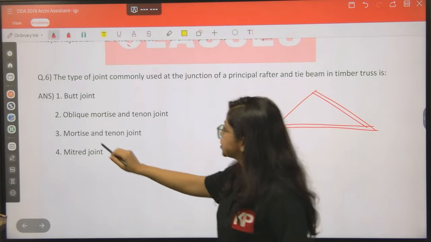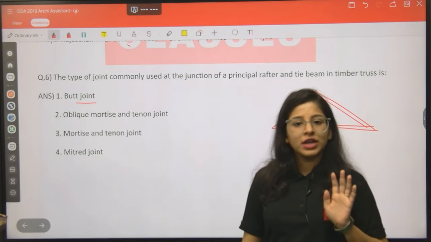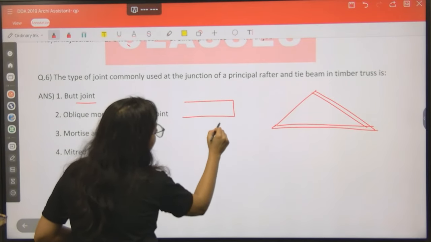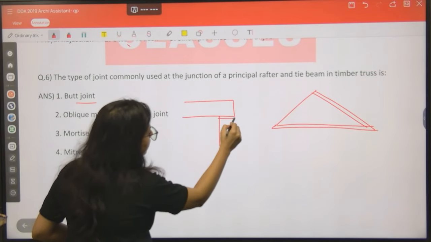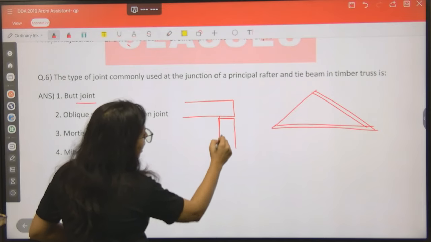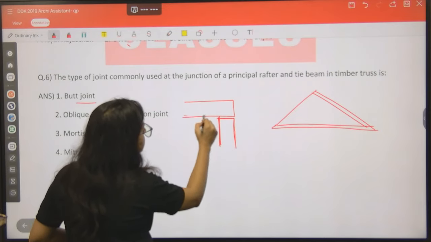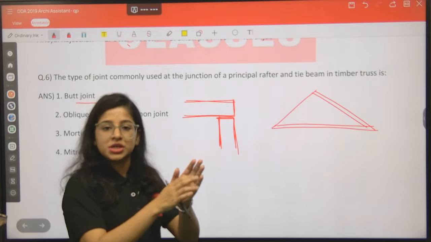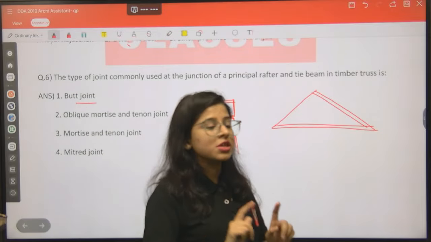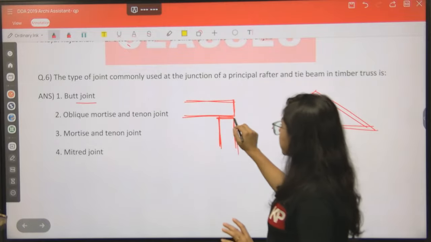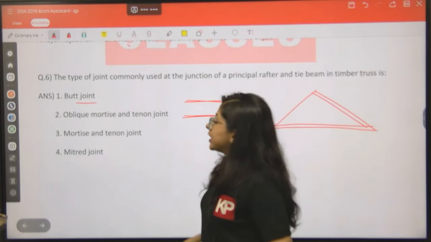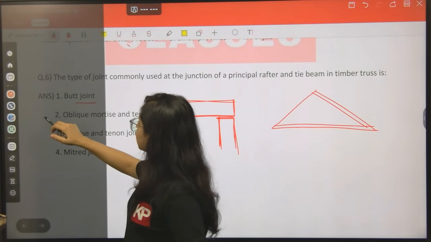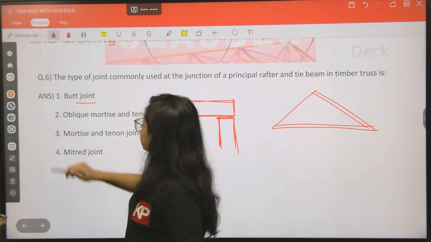Okay, let's see the options. Butt joint. Butt joint will definitely not be there. A butt joint is like a 90 degree kind of joint. One piece is joined with another piece, they are just joined with each other and then you can put a nail into it. That is the butt joint. Then we have mortise and tenon joint, oblique mortise and tenon joint. Let's look into what these different types of joint are.